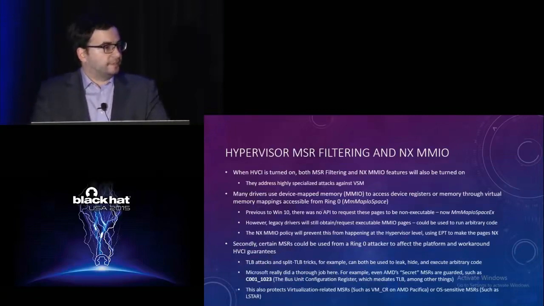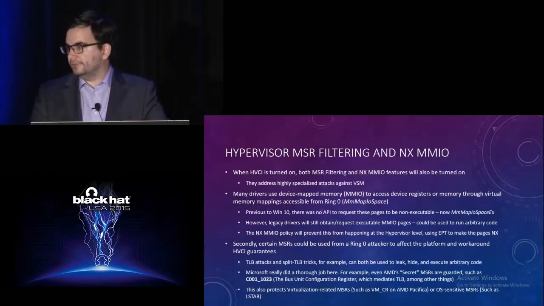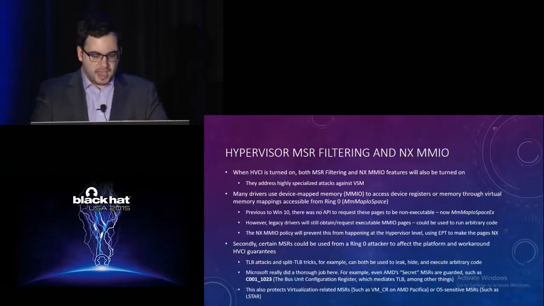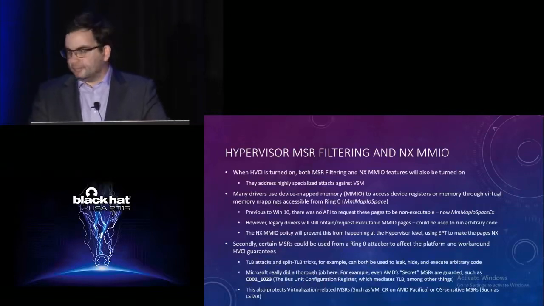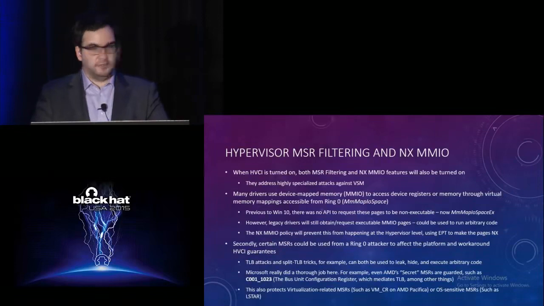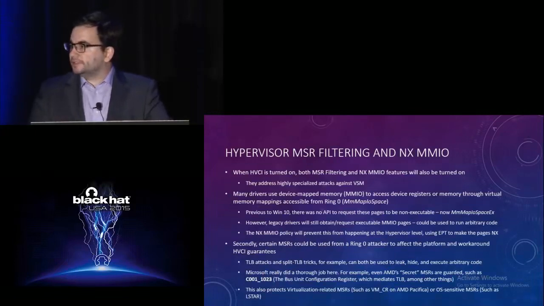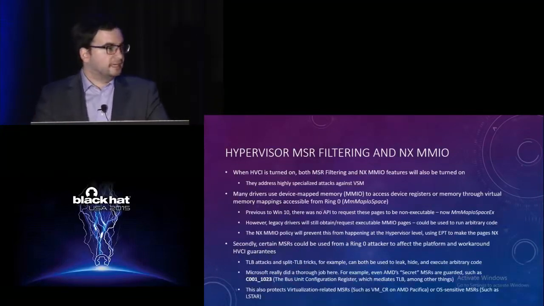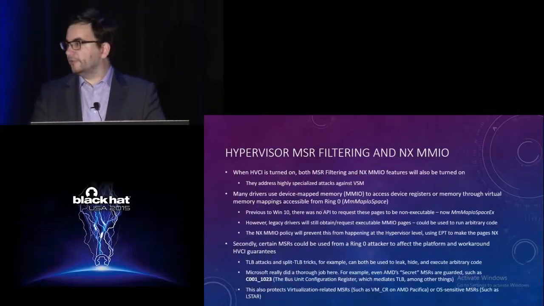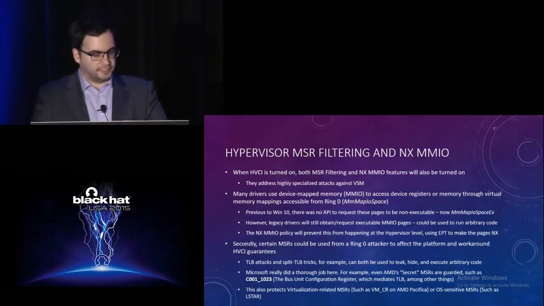The first one is device mapped memory. Until Windows 10, there was no API to get non-executable device mapped memory. So when you called MmMapIoSpace, you got executable memory. In Windows 10, they added a feature to have drivers request it to be non-executable. But in Windows 8.1, for example, chances are your video card's frame buffer is actually executable, so if you put code in there, it can run. Now, with the hypervisor and VSM turned on, even if the drivers request those pages to be executable because that was the default, the EPT pages will not be executable. So now your frame buffer won't be executable even though your driver is not updated.